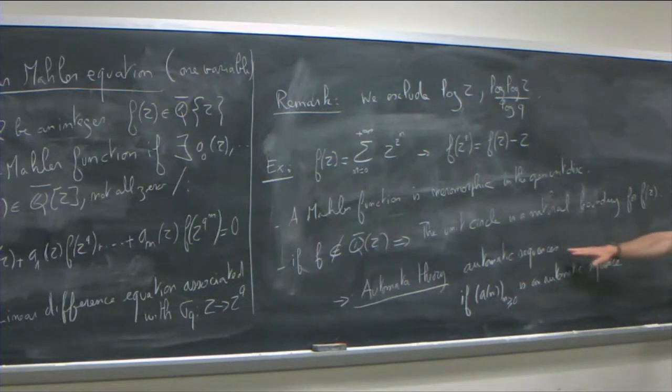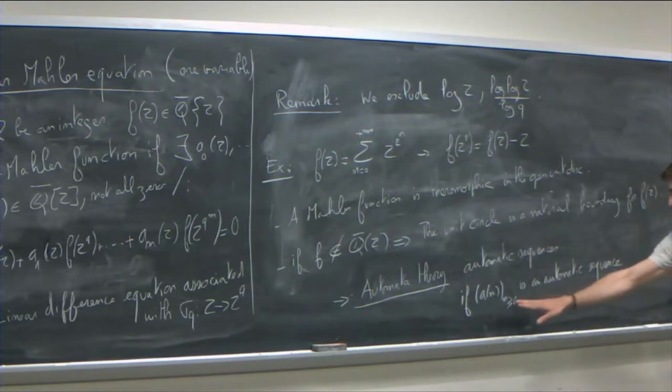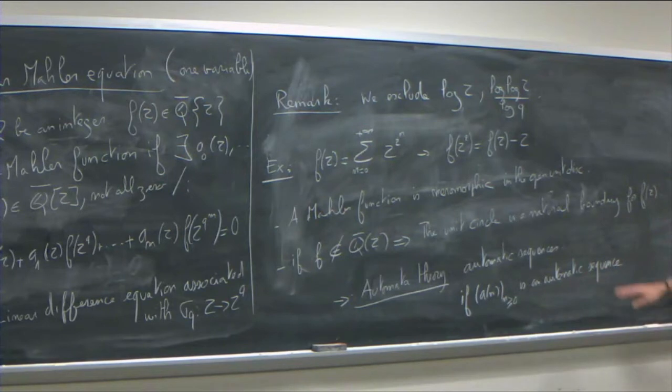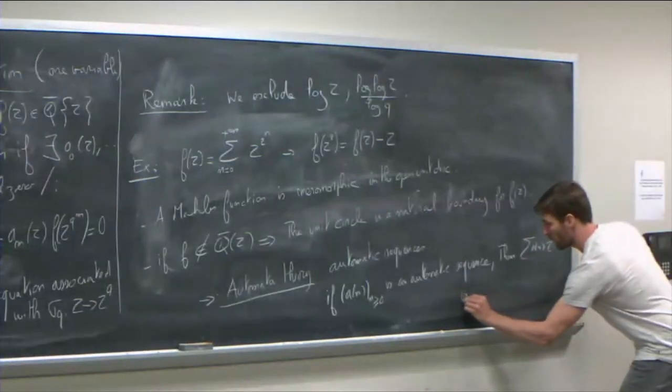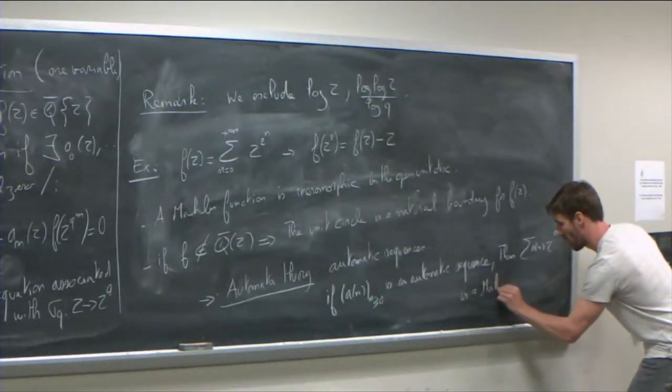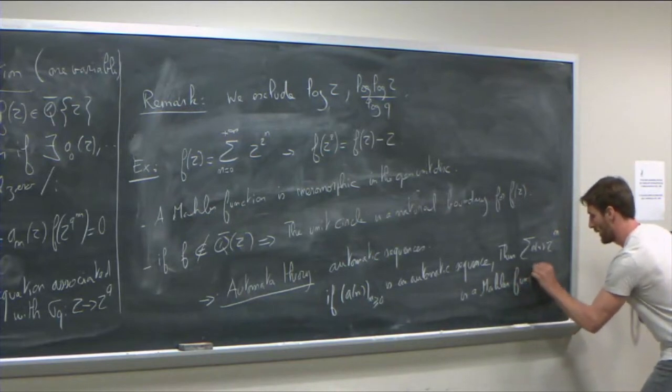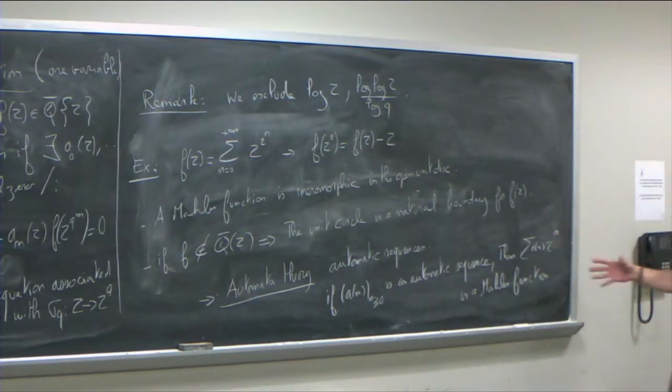So the point is that using a finite state machine, we can produce sequences, and if such a sequence is called automatic, then if you consider the sum of a_n z^n, the generating function associated to this sequence, it is a Mahler function. For me, this is the most important example of Mahler functions.